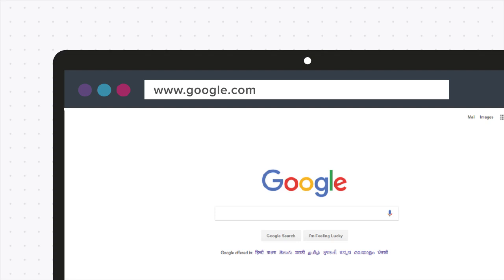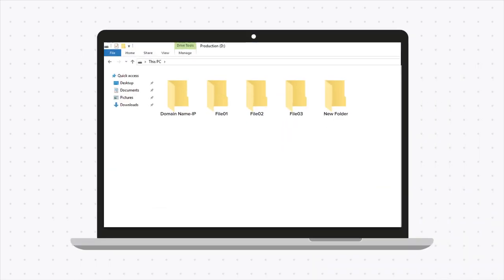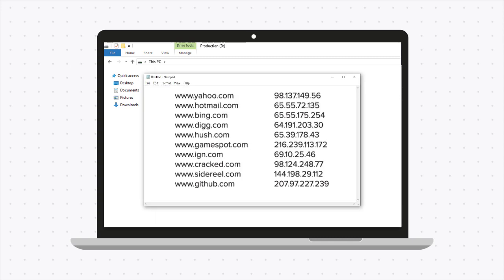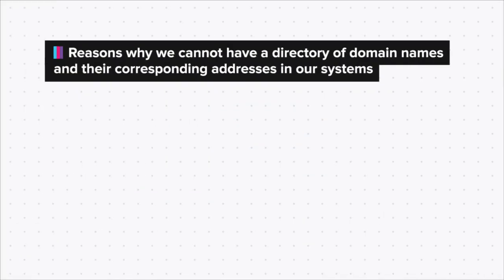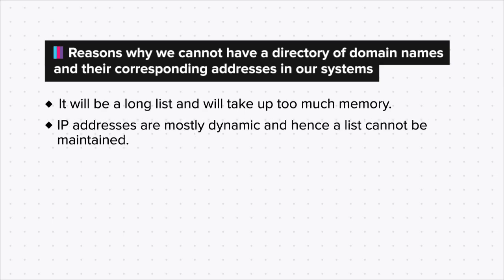But how does it do that? One option could be that our systems have a list of all the domain names and their corresponding IP addresses like a directory. But that's not a workable solution. And there are two reasons why we cannot have a directory of domain names and their corresponding IP addresses in our systems. One, it will be a long list and it will take up too much space in the memory. Two, because IP addresses are mostly dynamic and they keep on changing, so a list cannot be maintained.